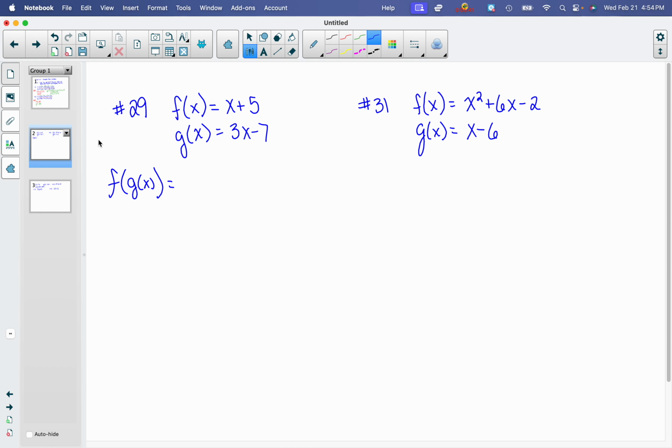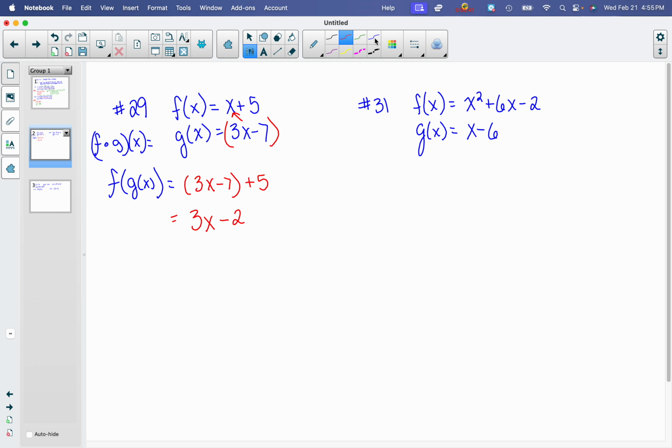The textbook used the f of g of x like this, but you're welcome to switch it to this way. I like it because it tells me I'm putting g of x inside of f of x. So in place of the x that's here, I'm going to replace that with 3x minus 7. And then I still have the plus 5. So it's like I'm dropping this where the x is, and I'm replacing it with the 3x minus 7. And then you just combine like terms, so I get 3x, negative 7 plus 5 is a minus 2. So that's f of g of x.